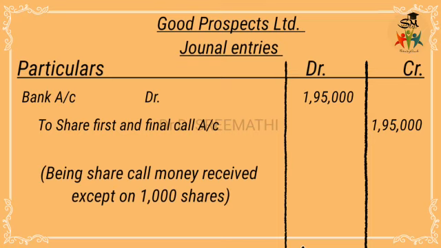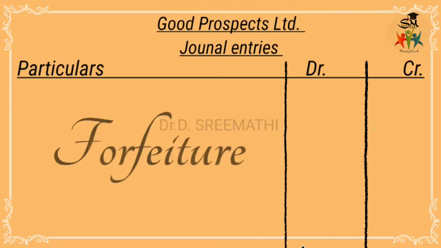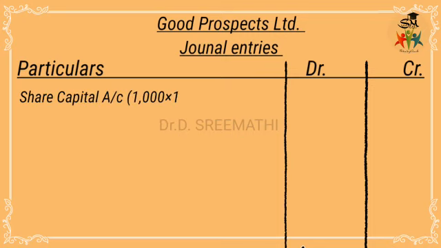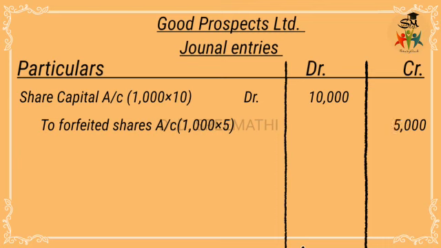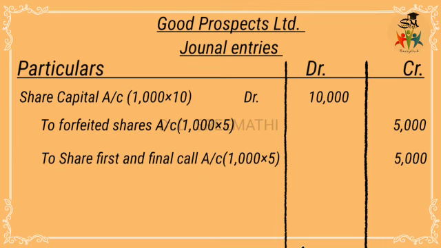Here 1,000 shares have not paid, so it is less 5,000 rupees, 1,000 into 5 rupees, so 1,95,000. Then the next journal entry is for the forfeiture. You know how to forfeit the shares. Debit the share capital account and credit the forfeited shares account and the unpaid first and final call account. So share capital account debit is 10,000.